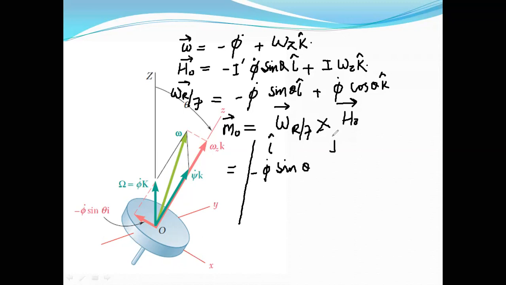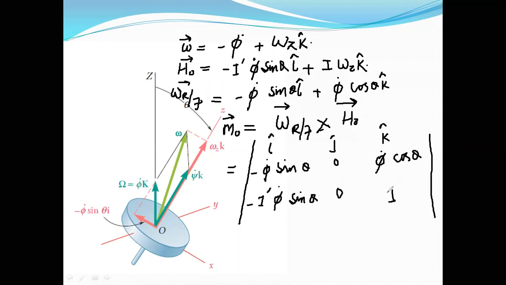Now it does not have a j cap, that is 0. And what is its k cap? Its k cap is phi dot cos theta. That's its k component. Right? Now, what about this h naught? H naught I component is minus I prime, moment of inertia about the x-axis, phi dot sine theta. It does not have a j component, that is 0. And its k component is I omega z, where omega z is as already described.